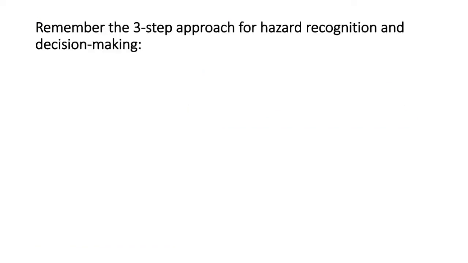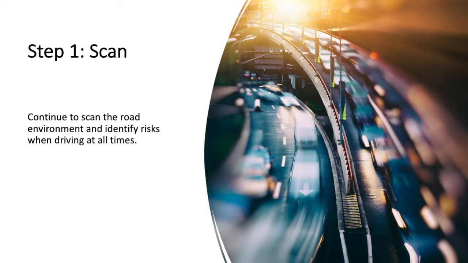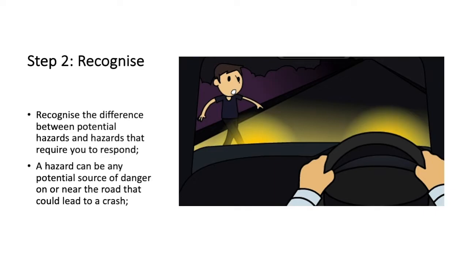Okay, remember the three-step approach for these situations for hazard recognition and decision making. Number 1, scan ahead. Number 2, recognise the hazards. And number 3, respond. So let's look at each of those. Continue to scan the road environment and identify risks when driving at all times. Recognise the difference between potential hazards and hazards that require you to respond. A hazard can be any potential source of danger on or near the road that could lead to a crash. A hazard can come from any direction.